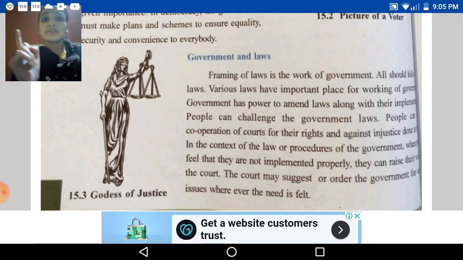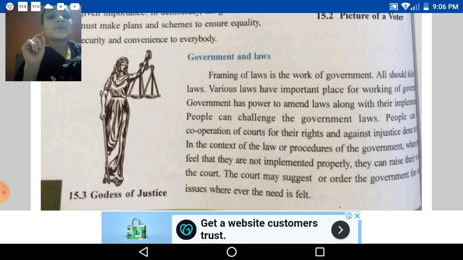If you think that this government is not doing great work and is working against the people's needs, then you can go to court to complain, because the court will deliver justice. The court may suggest or order the government on issues wherever the need is felt. They make the decision. First, we have to go to the High Court and Supreme Court. They will make the decision and finally tell the government to change that law.